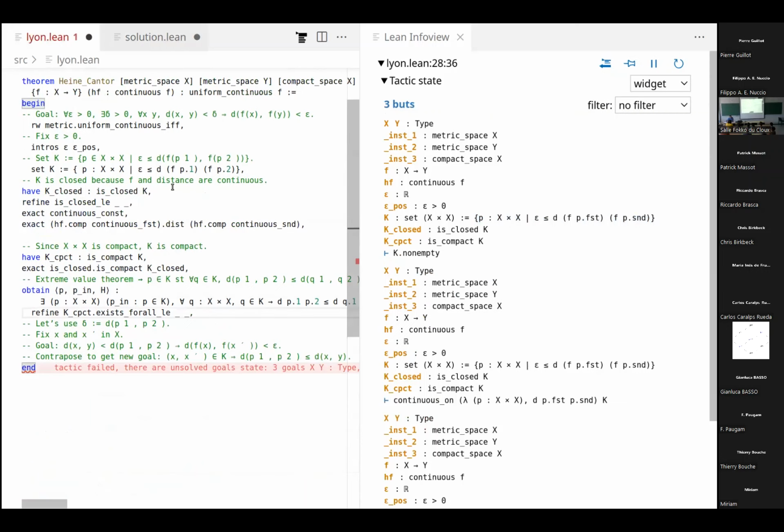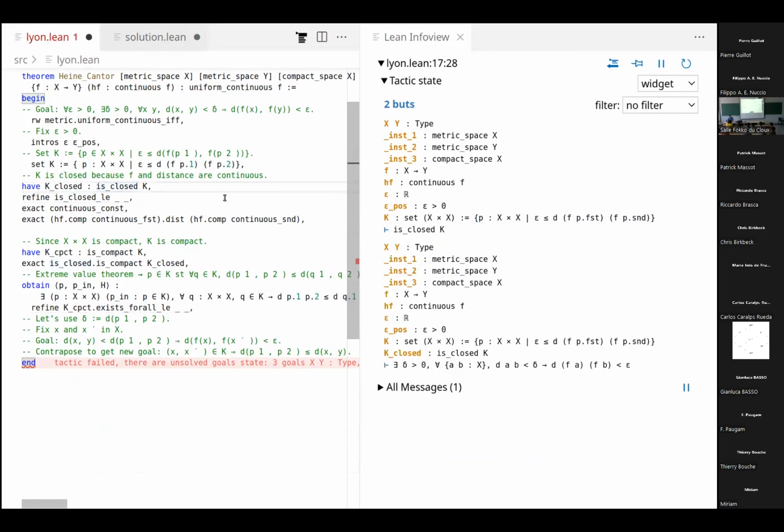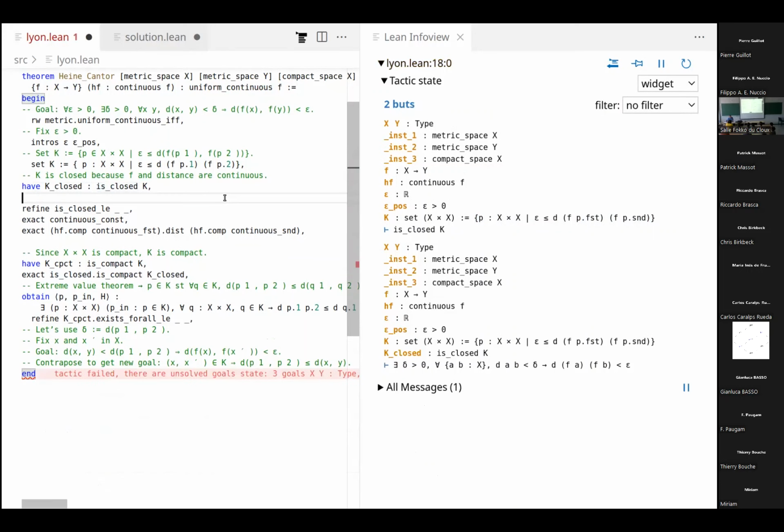There is one question also for you later. Someone is asking what's the difference between have and obtain? Oh, it's, I mean, it's a technical difference.